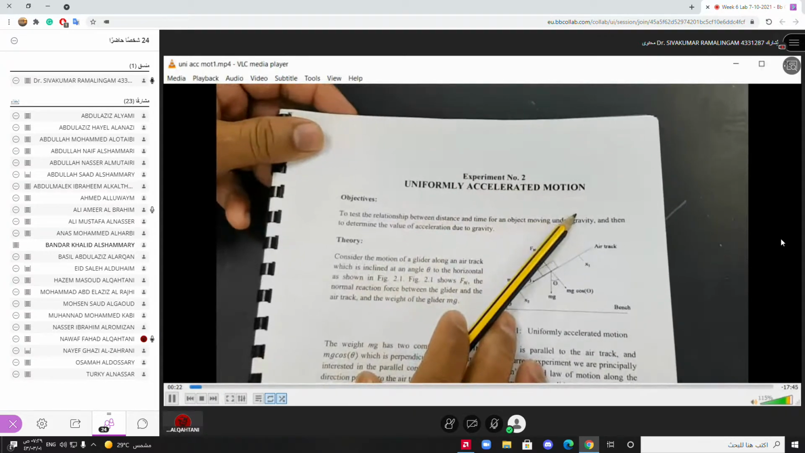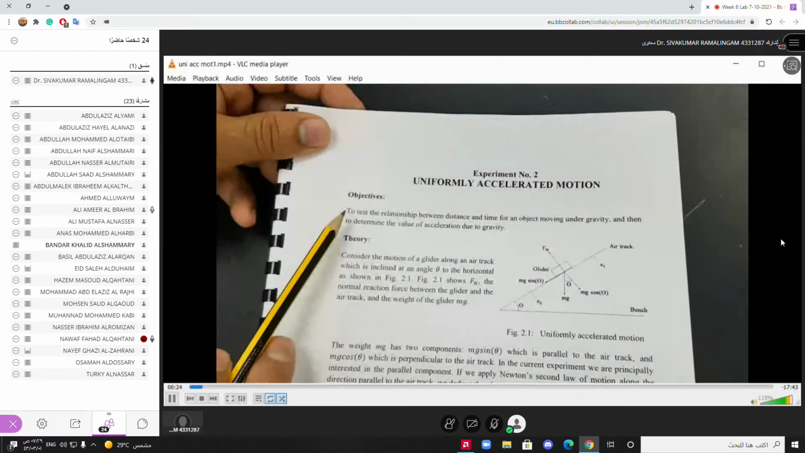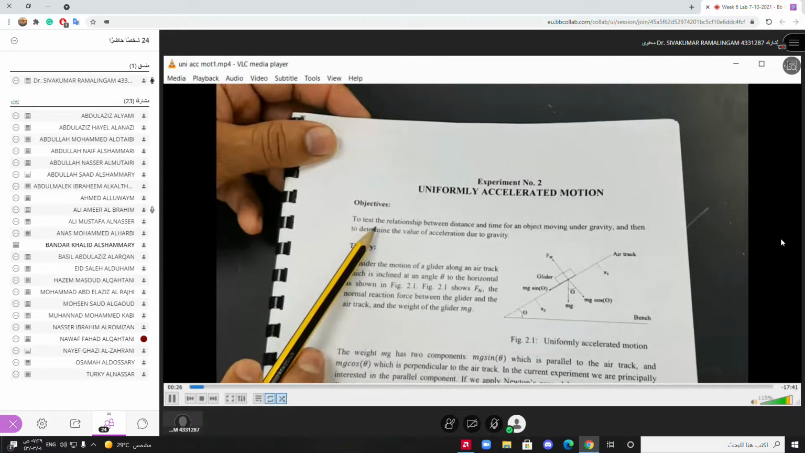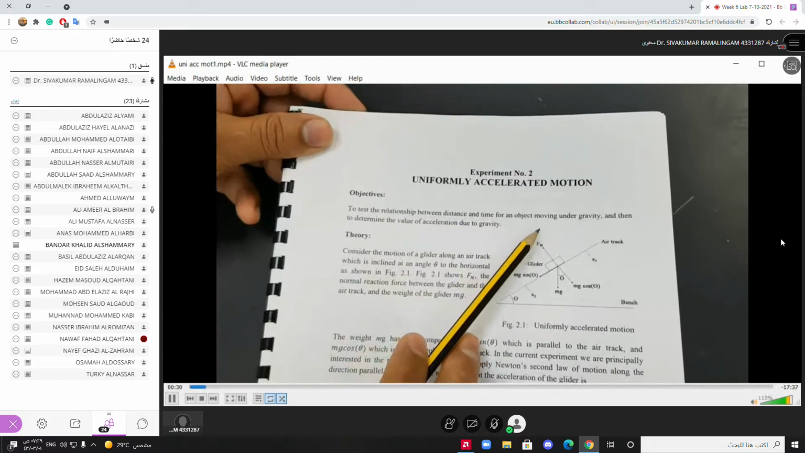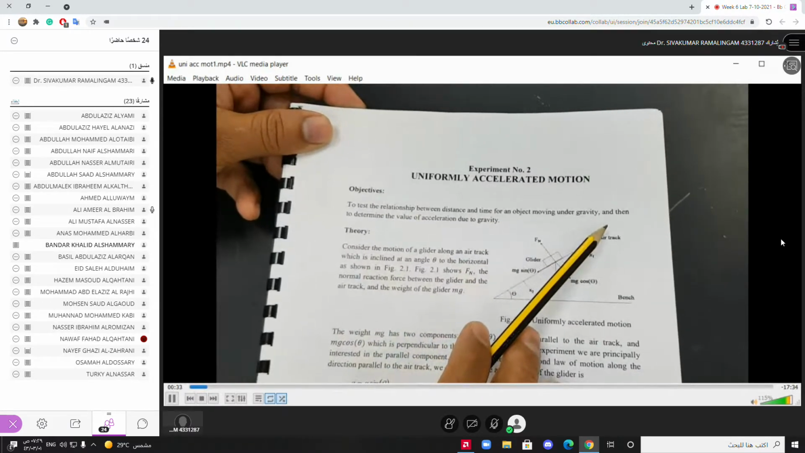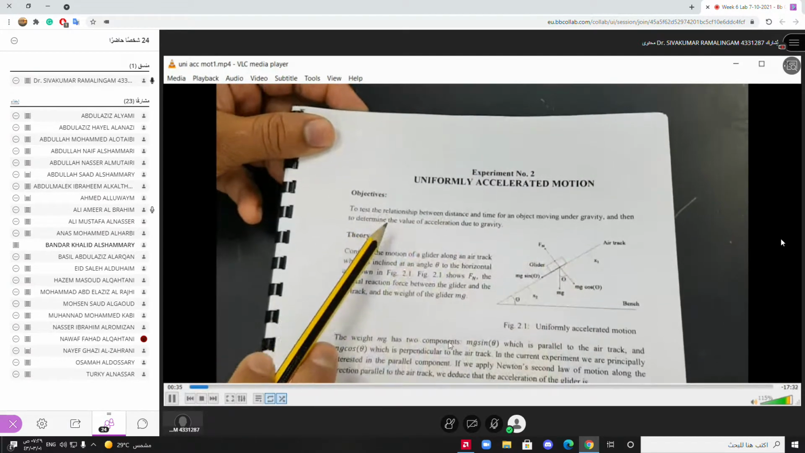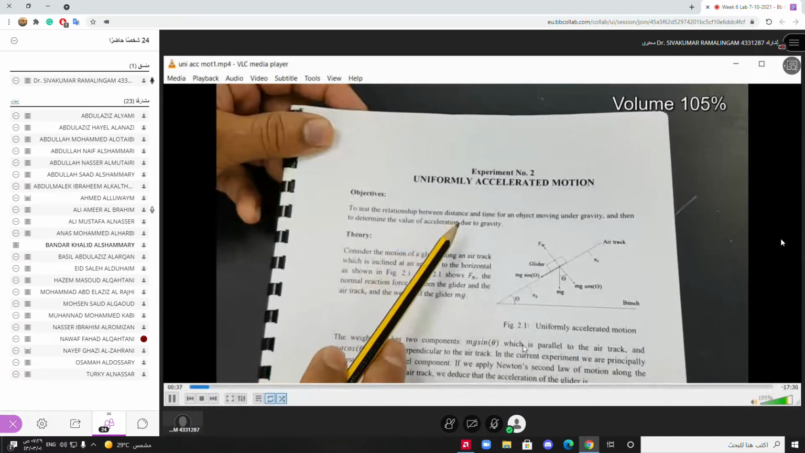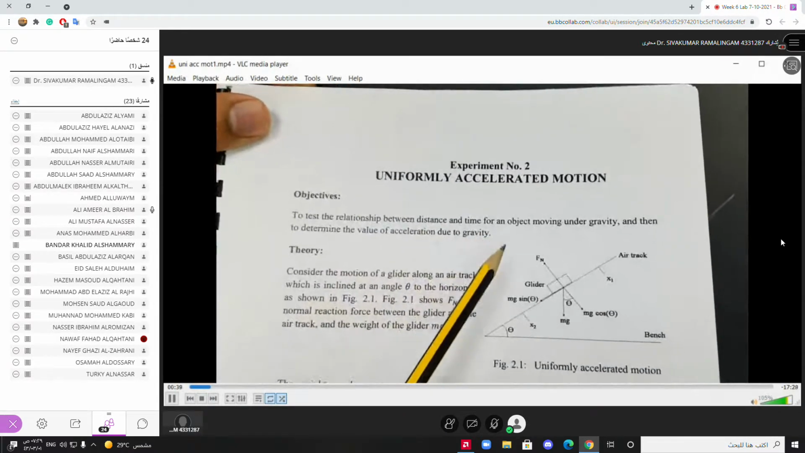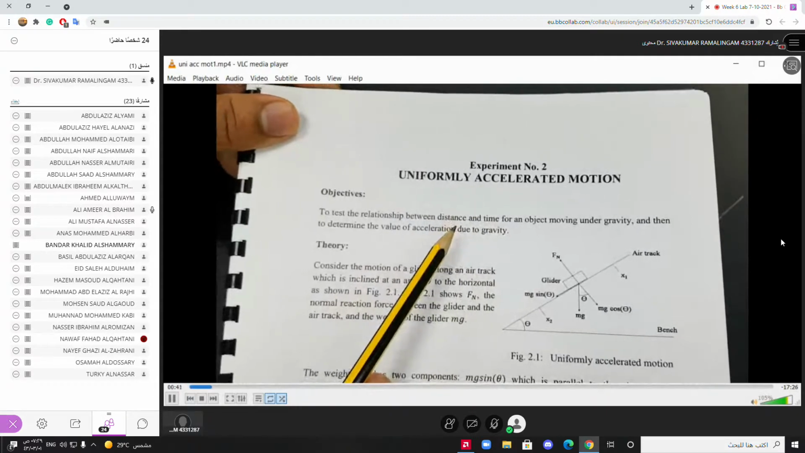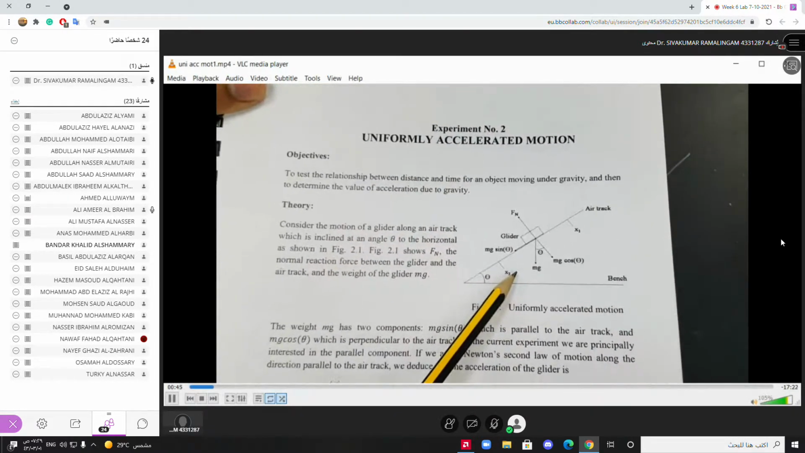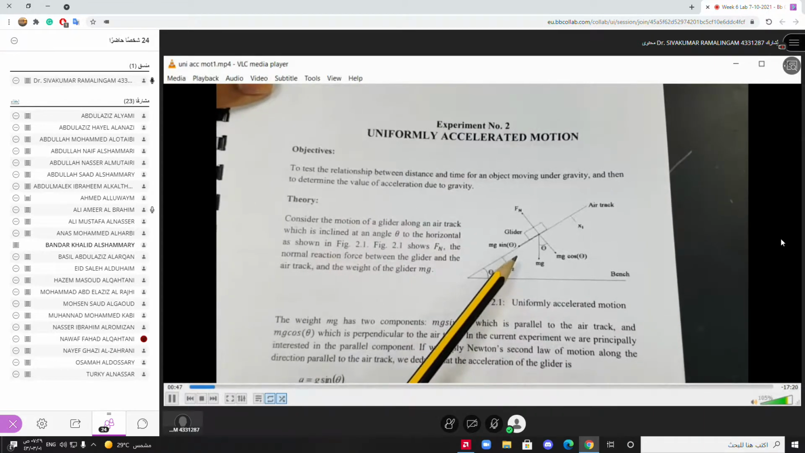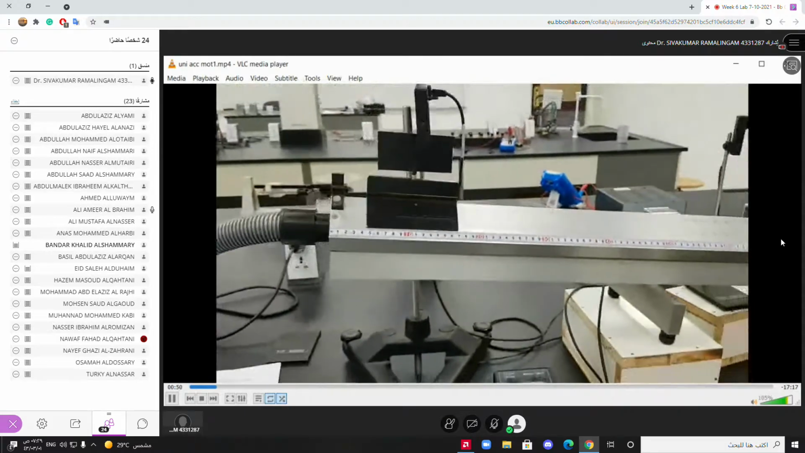Uniformly accelerated motion. The objective of today's experiment is to test the relationship between the distance and time for an object moving under gravity, and then to determine the value of acceleration due to gravity. This is our objective. The schematic diagram of the equipment we are going to use today. Let me show you the equipment and introduce the different parts.